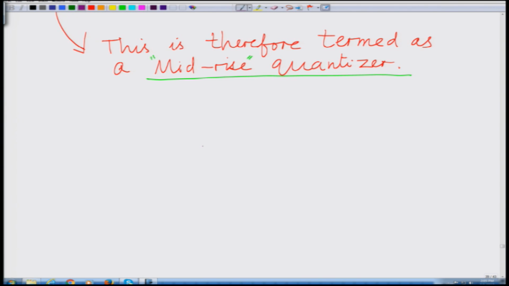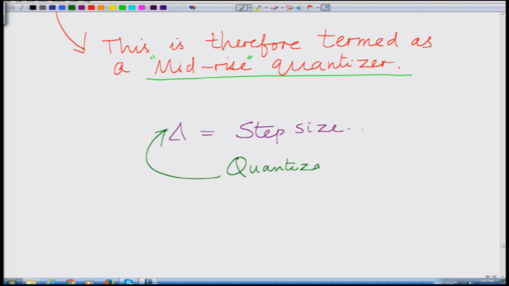Now, let us also look at some other aspects of quantization. For instance, we have delta equal to the step size, which is also your quantization interval. This is also known as the step size of quantization. This is also known as the quantization interval. You can think of this as the quantization interval length.